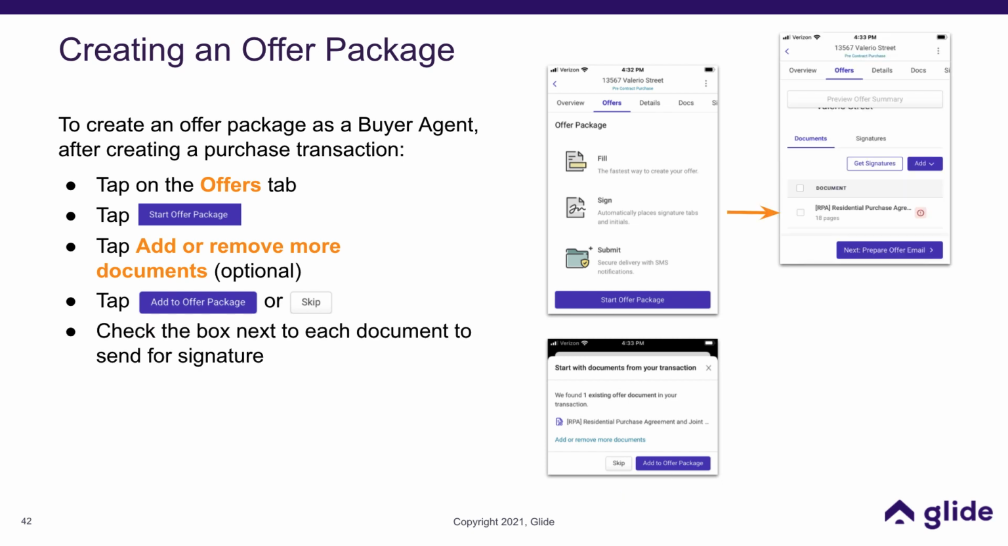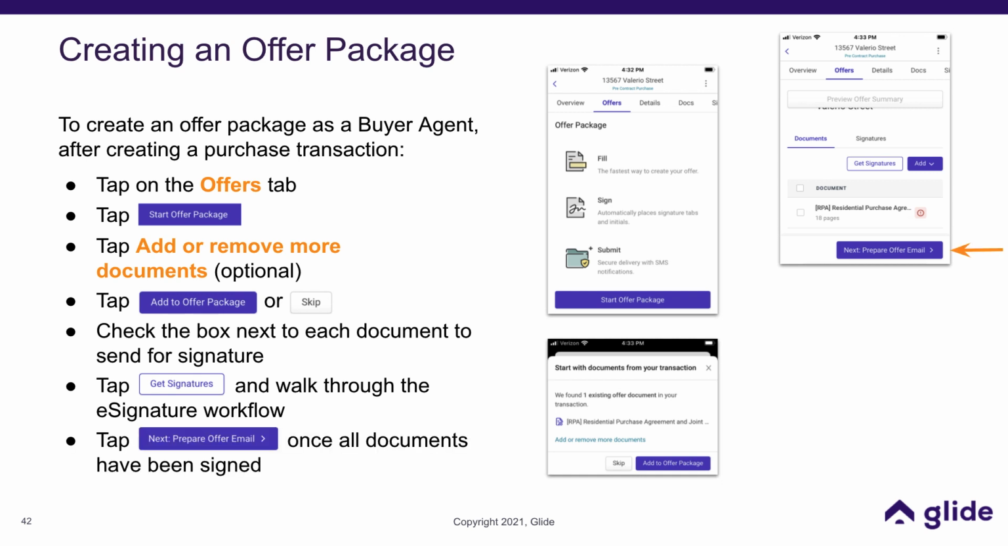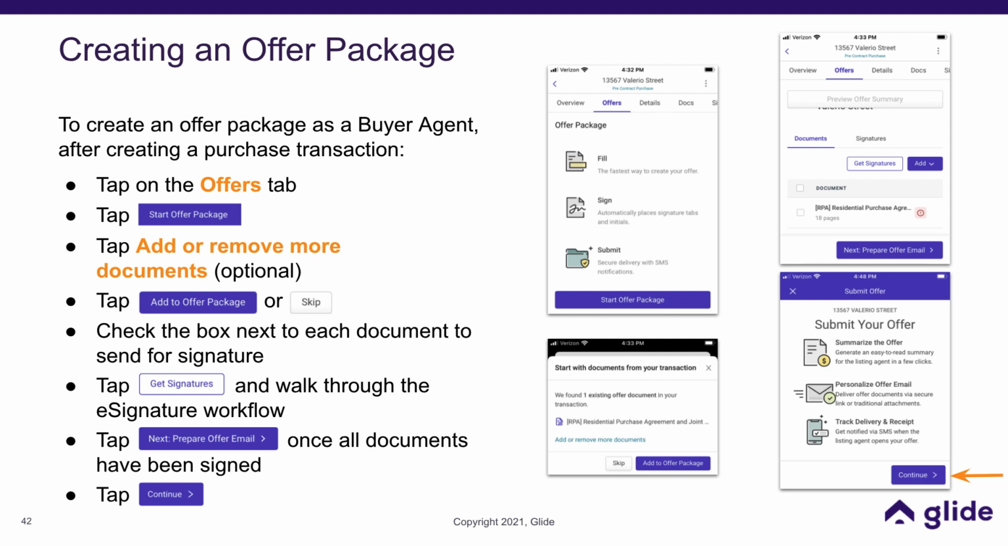Once the documents have been uploaded to the offer package, check the box next to each document to send for signature. Then tap Get Signatures and walk through the e-signature workflow. Once the documents have been signed, tap Next, Prepare Offer Email. Review the steps to submit your offer, then click Continue.